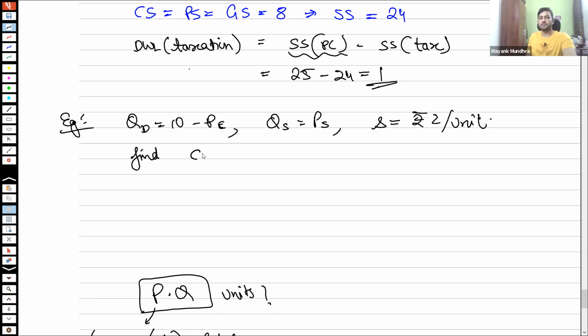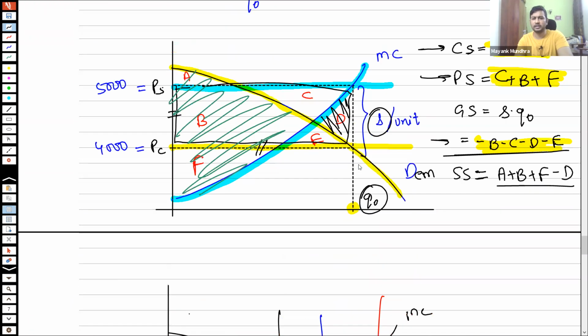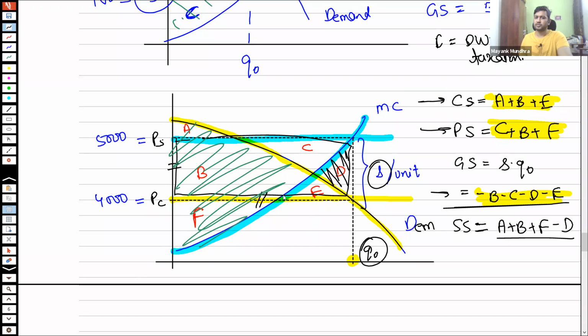So find consumer surplus, producer surplus, government surplus, social surplus. Now instead of taxation, the government is giving out a subsidy. So we did it analytically here. यहाँ पे हमने analytically इसको handle किया. So you know कि कौन सा area क्या होना चाहिए.